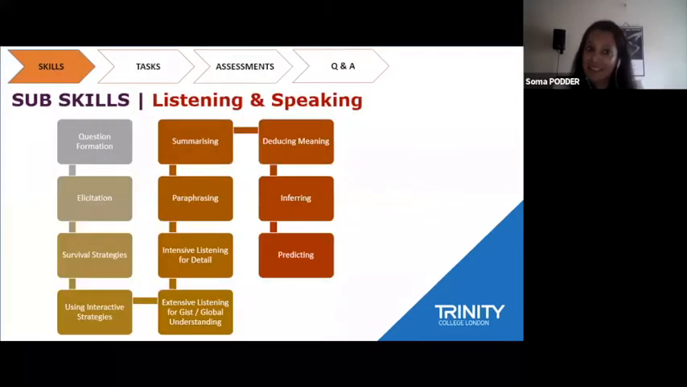And you have a similar set of subskills for listening and speaking as well. So you have elicitation, survival strategies, paraphrasing, inferring, predicting, etc. So these are the smaller parts that constitute the bigger picture.